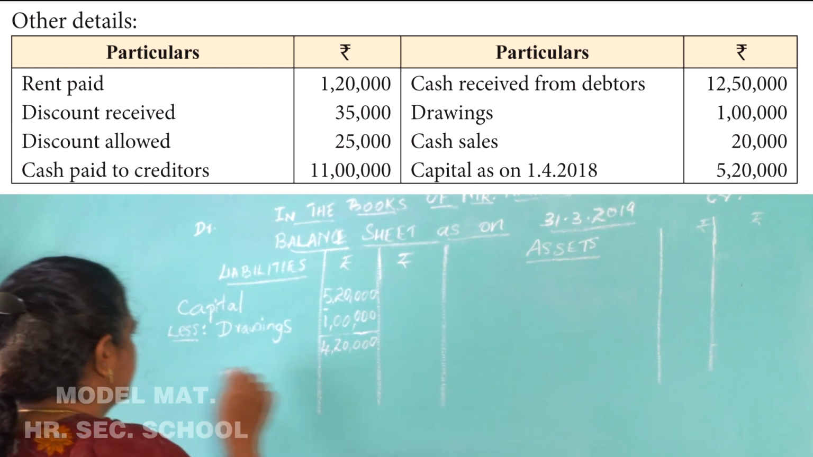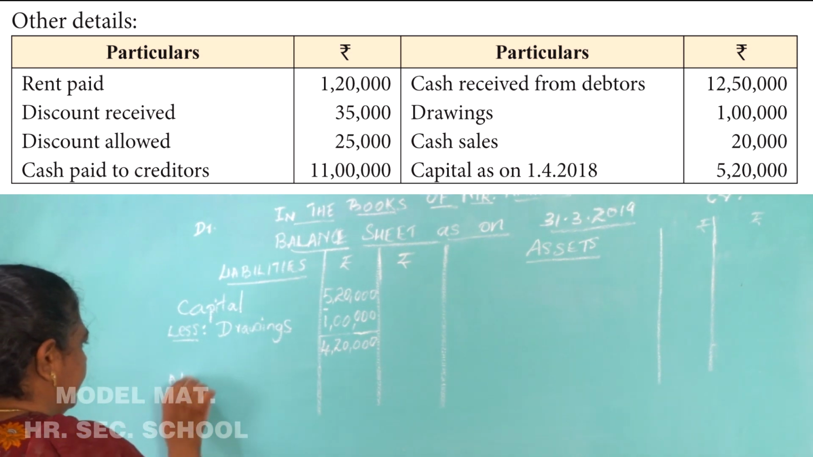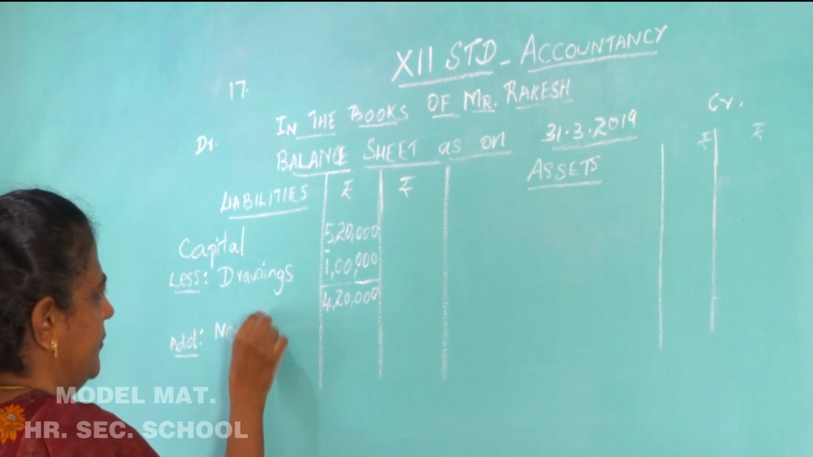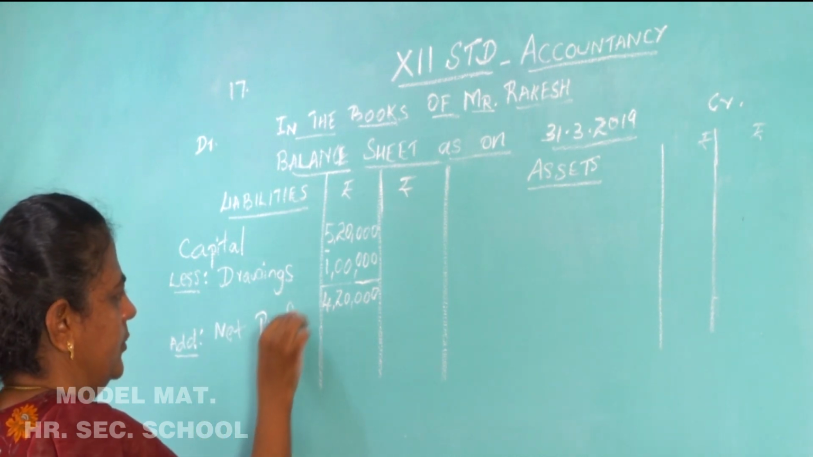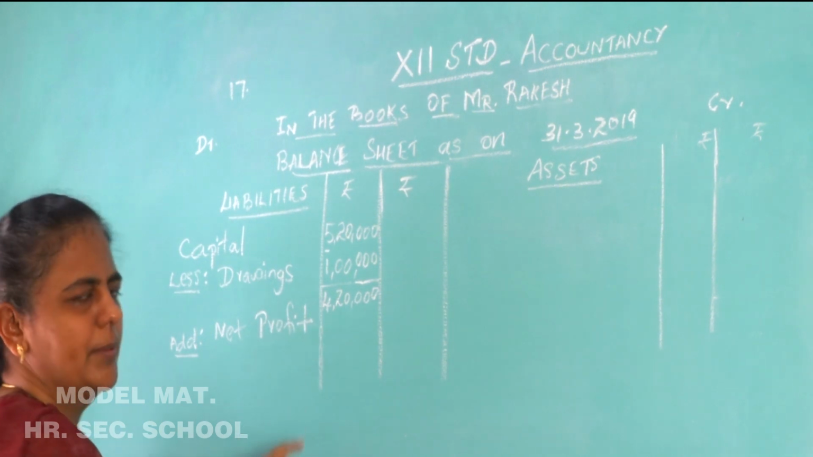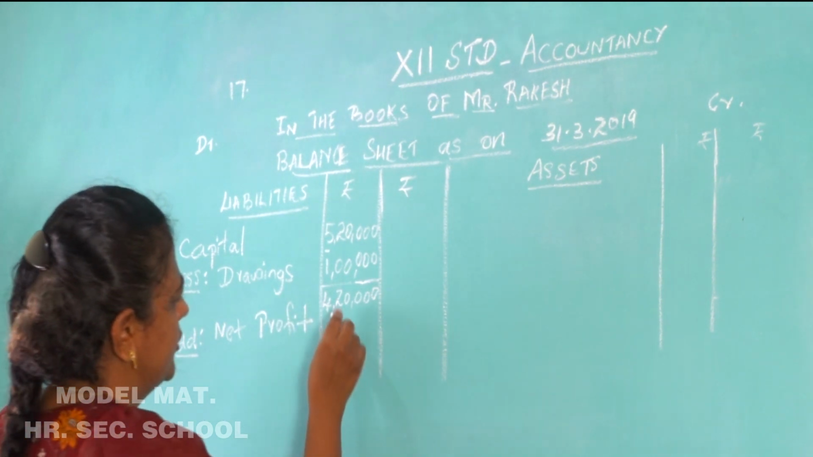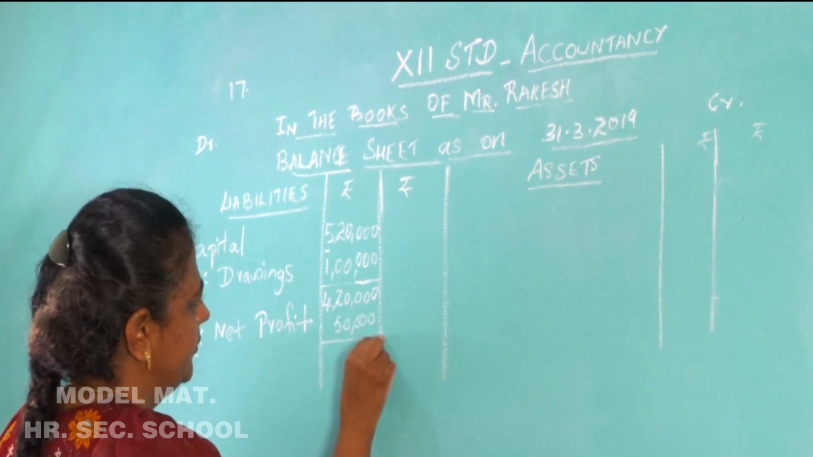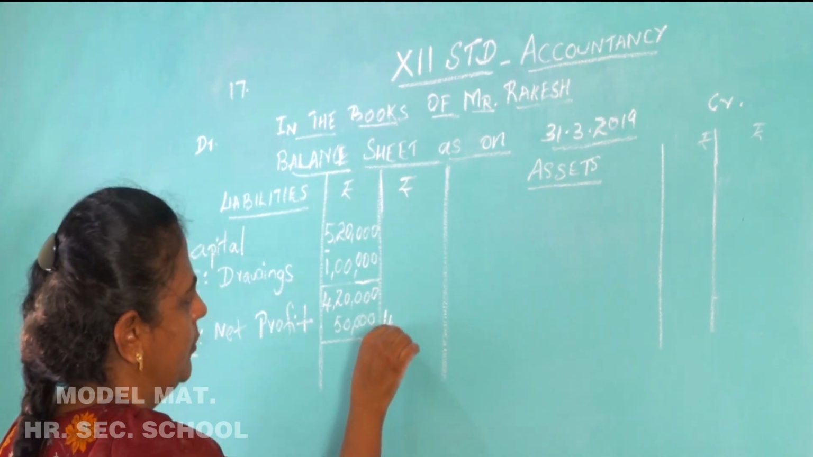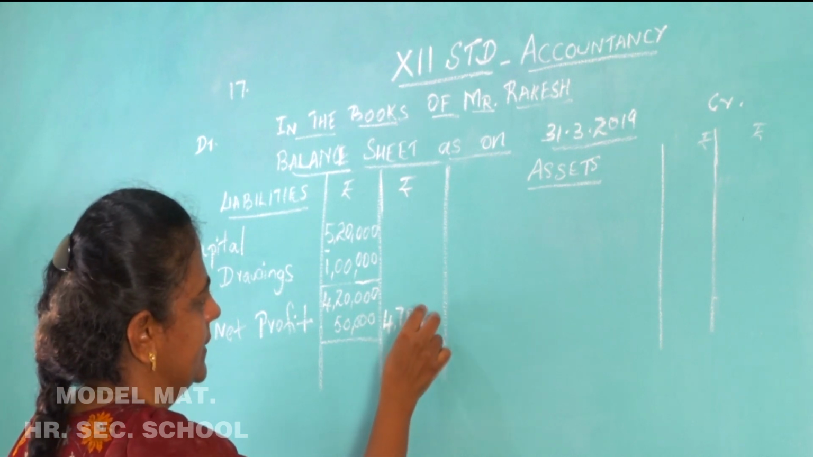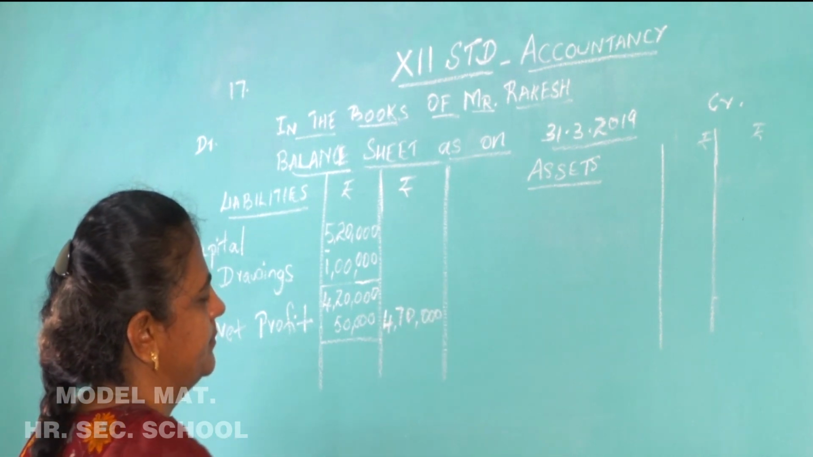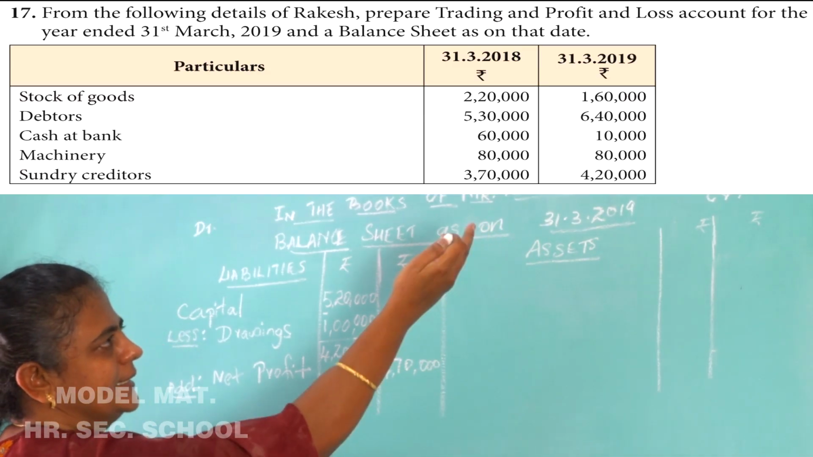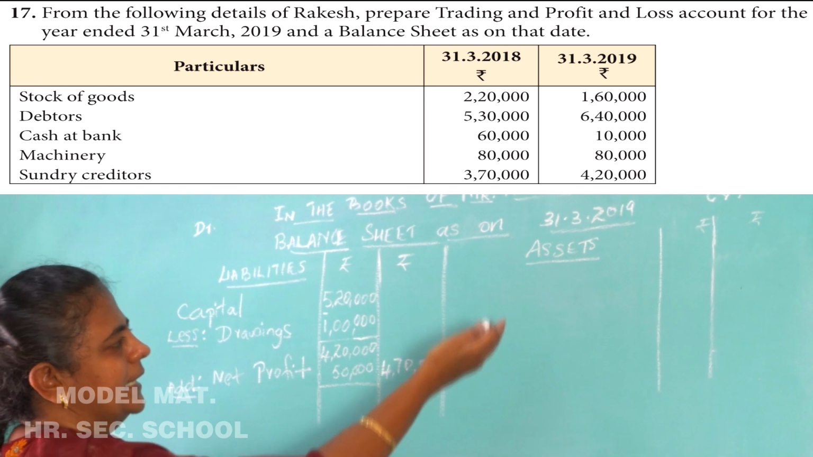With this, you add net profit, that is what you got while preparing the profit and loss account. So, your net profit is 50,000, add these two and write the amount in the outer column, 4,70,000. Next, you come to the assets.